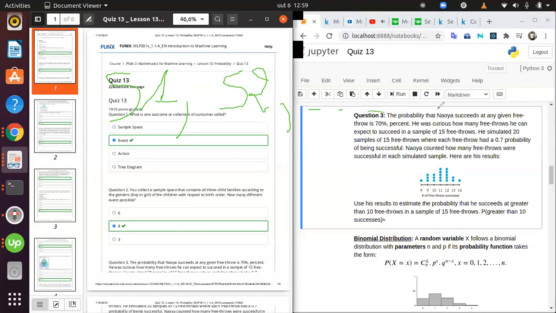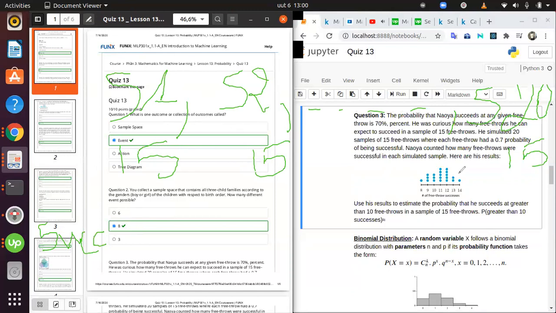So in each sample, it has many throws, right? Each sample has 15 throws, right? Yes. Ah, okay. Where each row has 15 throws. So each sample has 15 free throws, and each free throw has a 0.7 probability of success. So they ask how many throws were successes in each simulated result. Yeah. Okay, I understand.